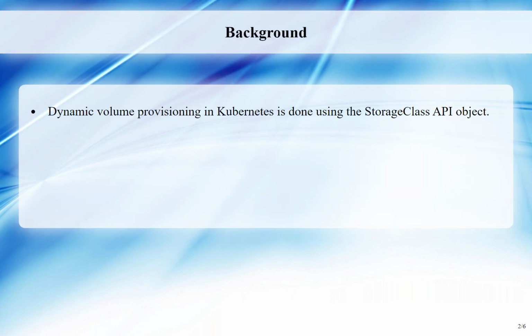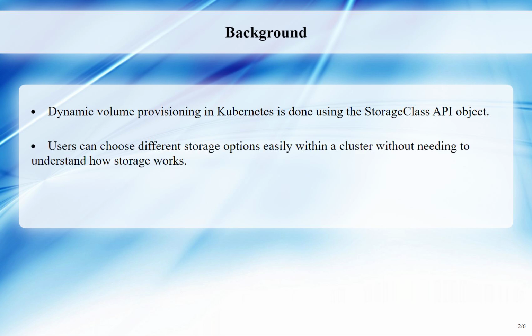Background. Dynamic volume provisioning in Kubernetes is implemented using the storage class API object from the storage.k8s.io group. Cluster administrators can create multiple storage class objects, each specifying a volume plugin and parameters for provisioning. This allows for different flavors of storage from various systems to be exposed within a cluster. End users are able to select from these options without needing to understand the intricacies of storage provisioning. More information on storage classes can be found at the provided link.